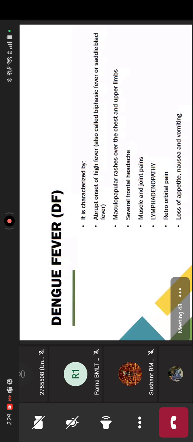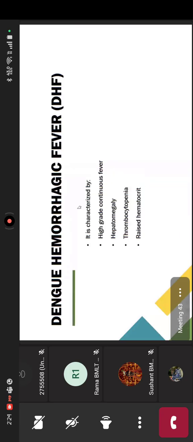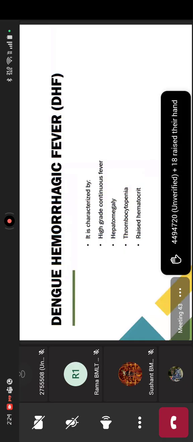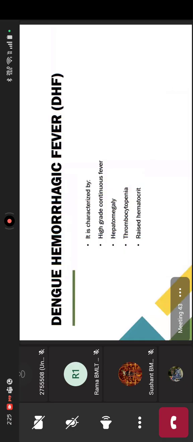In the meantime, the patient is suffering from the high fever, then it slows down. Then again, he is suffering from the high fever. But here in dengue hemorrhagic fever, he is suffering from continuous fever, right? He experiences a continuous high fever, which does not come down. Then the hepatomegaly, the liver of the patient also starts being affected, right students?